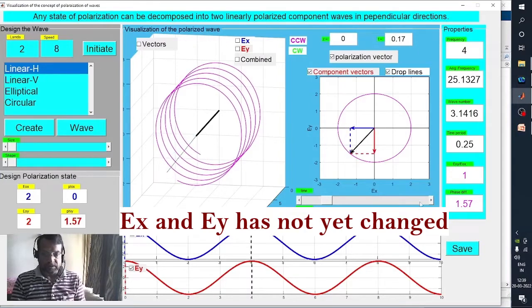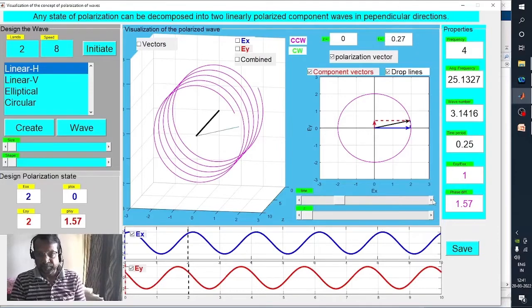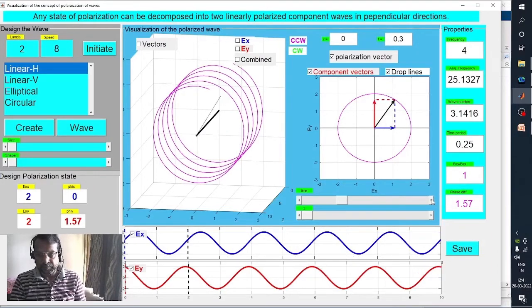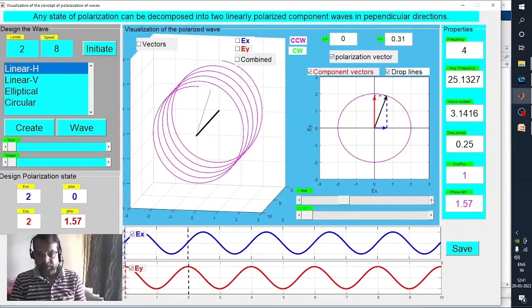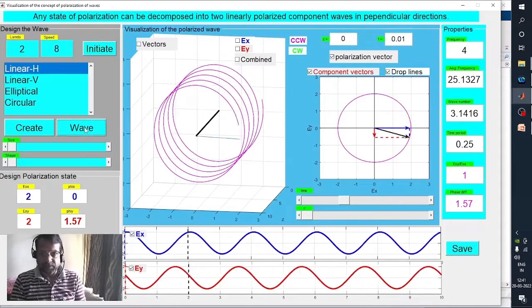movement. Also look at the phase difference: when Ex is maximum, Ey would become maximum a quarter of a period later. So Ex is ahead of Ey. That is the meaning of this phase difference, and we can see it in the vector diagram. And when Ex becomes 0, Ey is maximum. So let's look at this for a full wave.